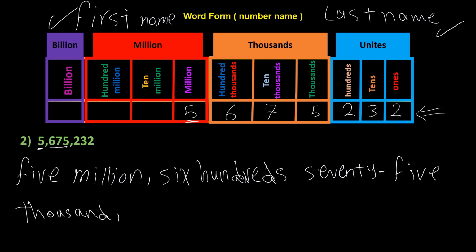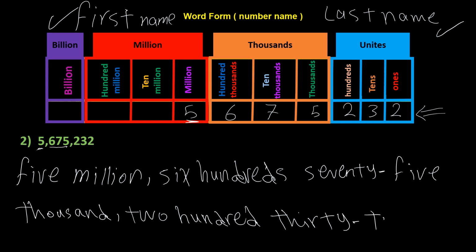And the last period for units. In units, by the way, we have only first name. We didn't have last name because the last name is the same as units. You know that it's a first name and the last name is the same here. So you will write 232. Now you finished. So when you write any number in word form, you have to remember first name and last name.